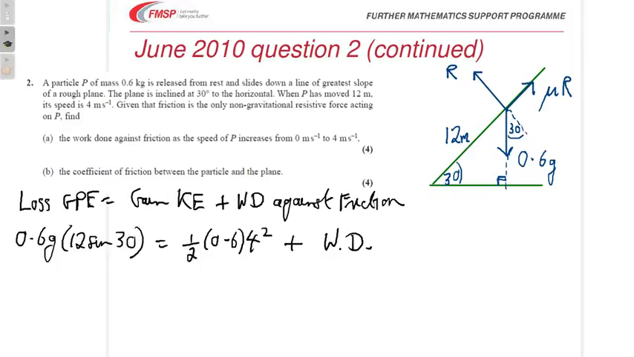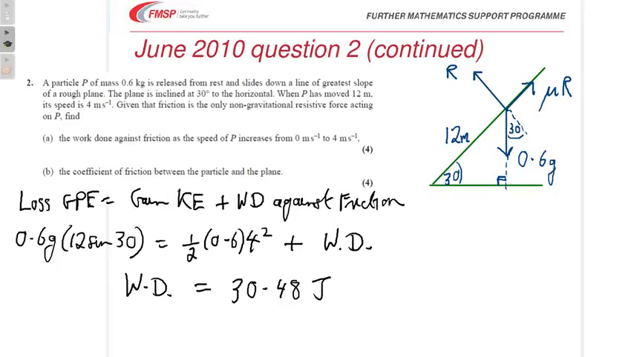Simple equation to rearrange for us then. So WD equals, and if you get your calculator and check that, it comes to 30.48 joules. Now for the second part, we have to find the coefficient of friction. Now we know the work done by friction, and we know the distance the object slid, so we can find the frictional force, and then once we know the frictional force we can find mu.